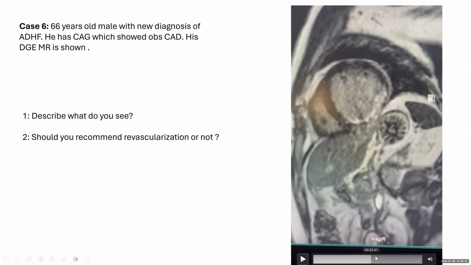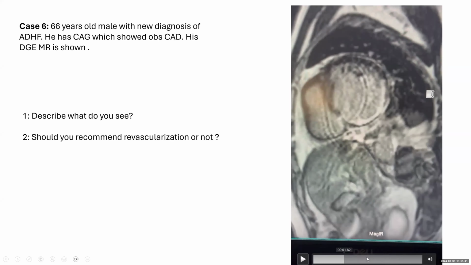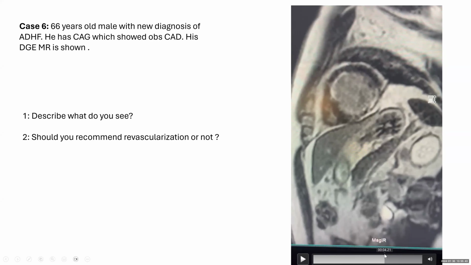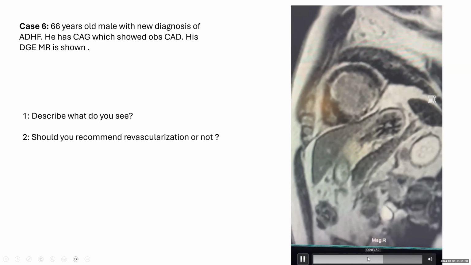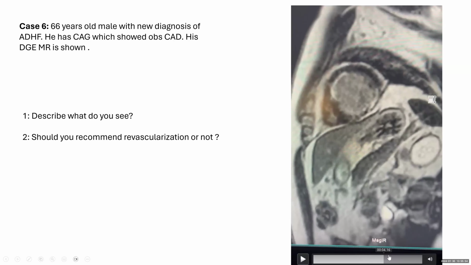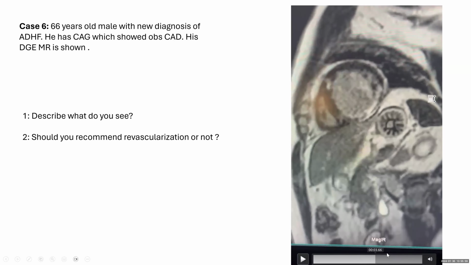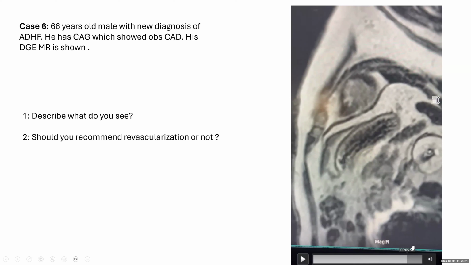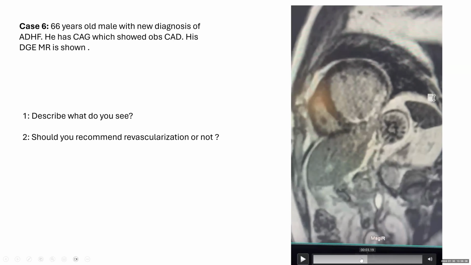Now, as we go mid to distal, you can see that there is another scar that appears to be here in the anteroseptal, and this is where it starts. And it's actually very important to realize that this is going to the apex. So that is coming from another artery that supplies the lateral and infralateral.